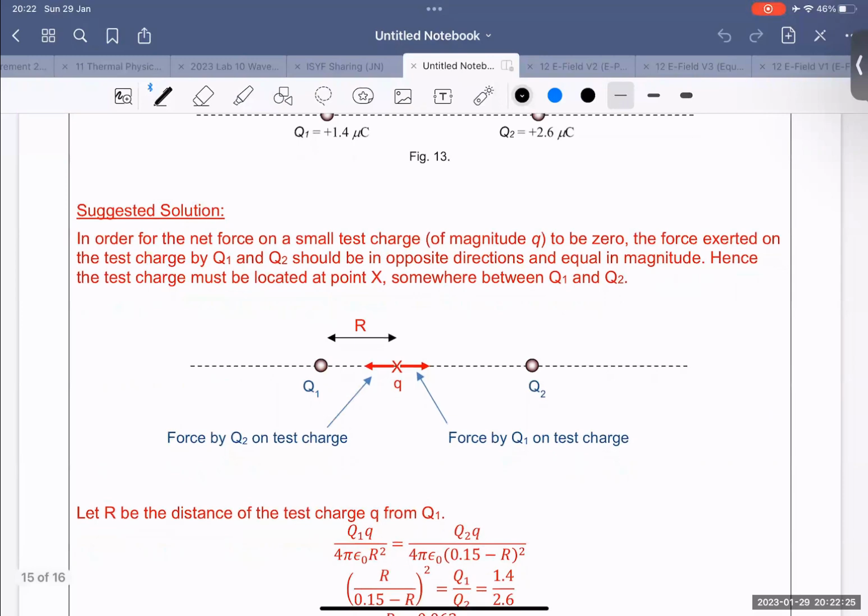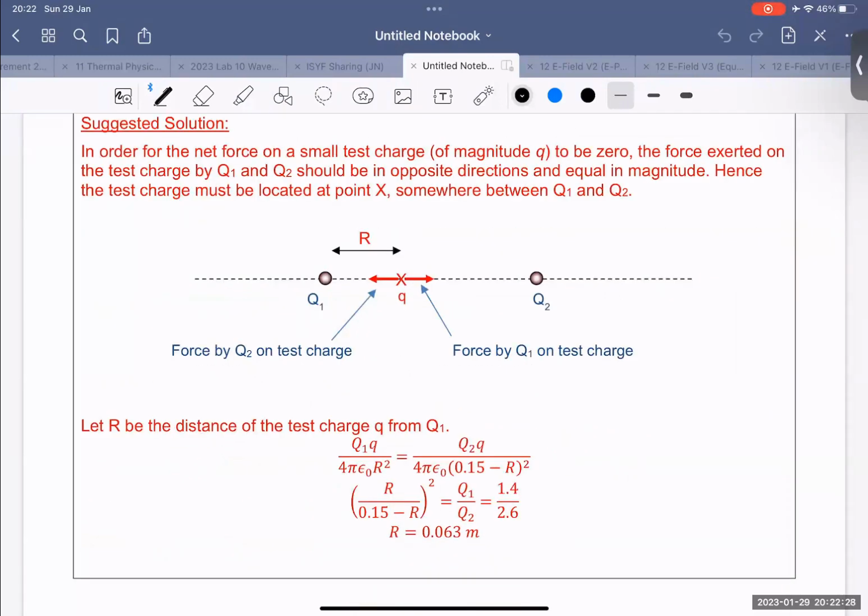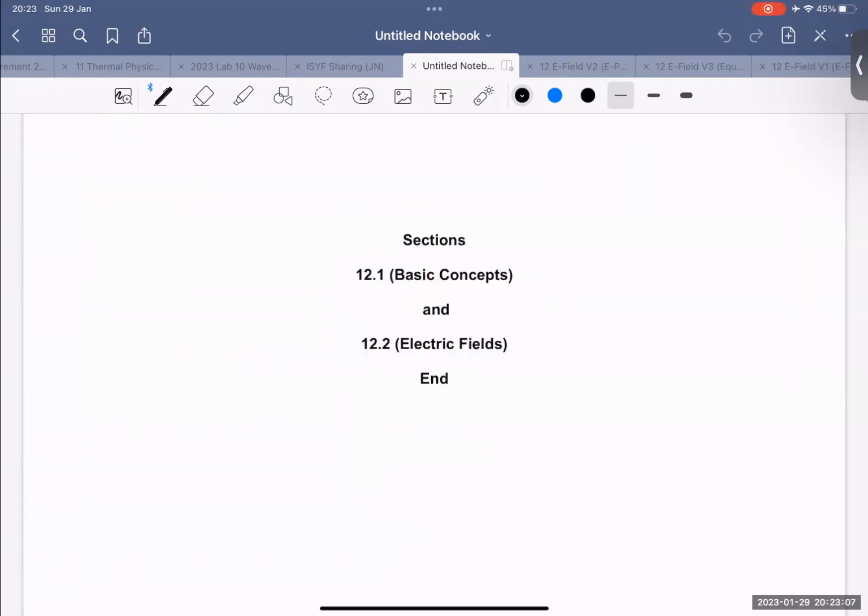In order for the net force on a small test charge to be 0, the forces exerted on the test charge by Q1 and Q2 should be in opposite directions and equal in magnitude. Hence, the test charge must be located at a point X somewhere between Q1 and Q2. Let R be the distance of the test charge Q from Q1. So you can calculate the force exerted by Q1 on the test charge Q, as well as the force exerted by Q2. From there, we get R equal to 0.063 meters. Okay, this is the end of section 12.1 and 12.2.